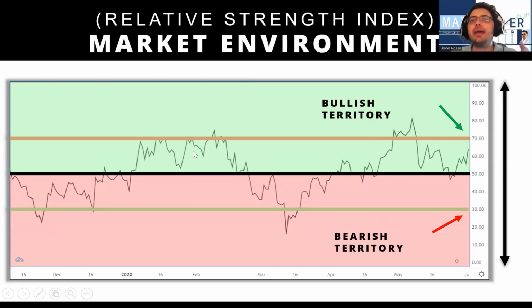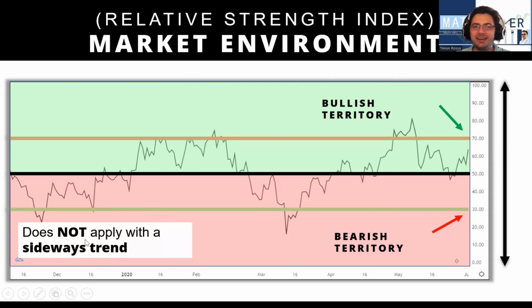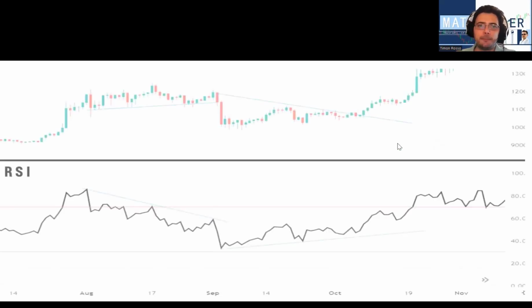In a trending momentum market, not sideways. Sideways, these indicators are null and void. I tell you that much. They do not work in sideways markets. It does not apply with a sideways trend ever. So the 50 mark is the neutral zone that you can determine where the price you want it to break up for going into a bullish territory for the price to move up, or break below the 50 to enter into a bearish territory.